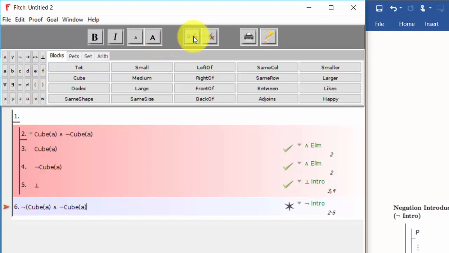And then if I actually write the sentence grammatically correct, we'll see that the rule checks out.